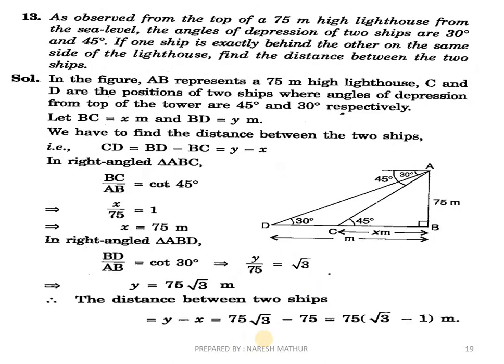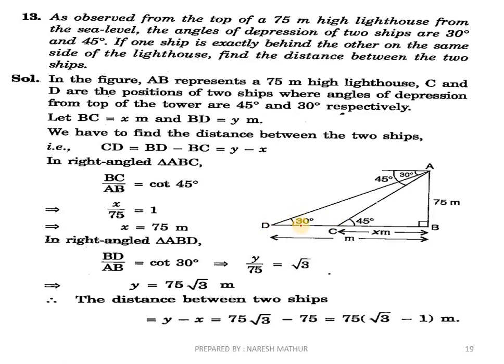Okay, in the next one, it is given that as observed from the top of a 75-meter high lighthouse from the sea level, the angle of depression of two ships are 30 degree and 45 degree. So the observation point here is at point A. From here, the observer is observing two ships at point C and D. The angle of depression of these ships are 45 degree and 30 degree.